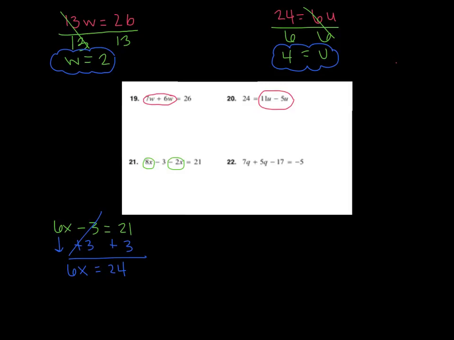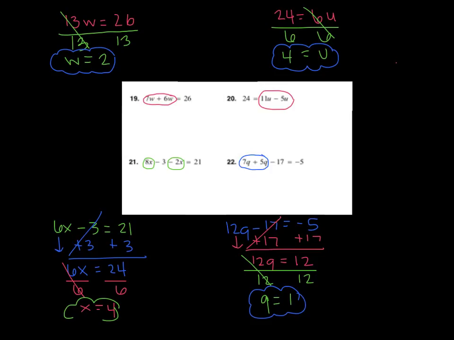So notice this is very familiar. We just did that up here. So the opposite of multiplying by 6 would be to divide both sides by 6. 6 divided by 6 cancels, and x is equal to 24 divided by 6, which is 4. Okay? Alright, so let's see if you can pause and do 22 because it's very similar to 21.